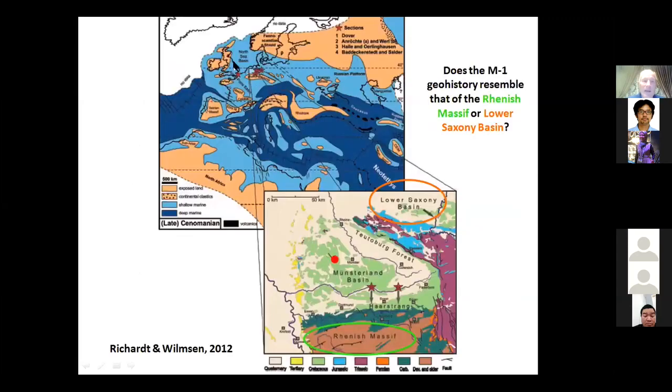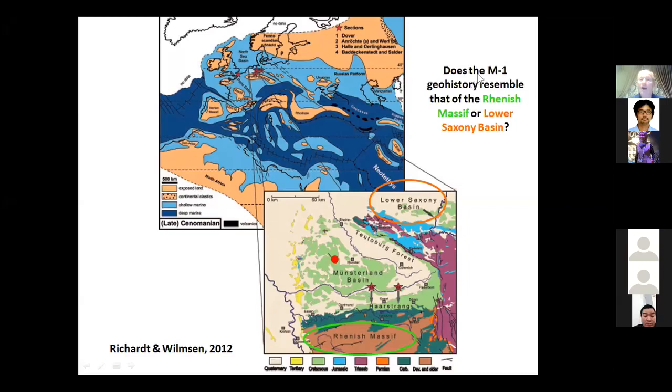Now here's the setting. This is the UK right here, Ireland. Here's the French coast, and this is Northwest Germany. Here's Denmark. So we're talking about this area. And if we zoom in on this little block, in the north part, we've got the Lower Saxony Basin. On the south, we've got the Rhenish Massif, which is a thrusted area, part of the Hercynian. And then the Münsterland One Well is right here, right in between.